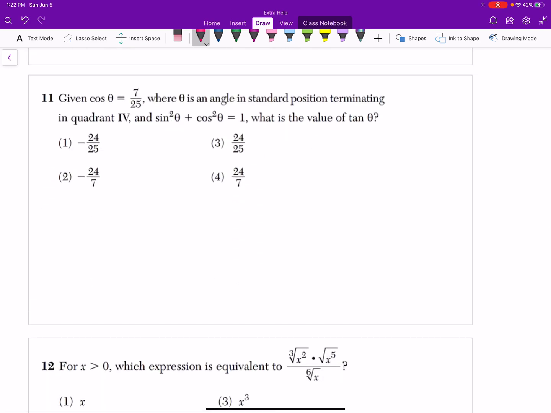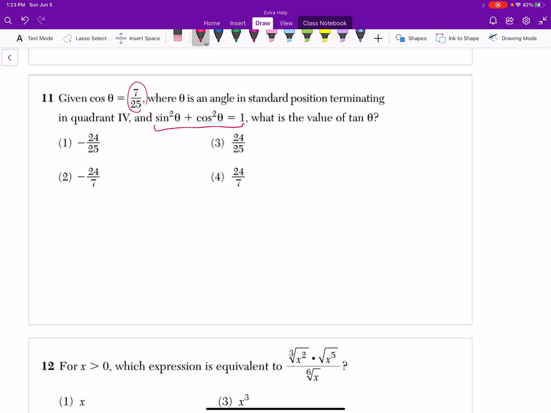Question 11. Given that cosine theta is equal to 7 over 25, where theta is an angle in standard position terminating in quadrant 4, and sine squared plus cosine squared equals 1, what is the value of tan theta? So one option is to do it like the homework question that was on this weekend's homework that you guys looked at last period, where you can set up a triangle and do Pythagorean theorem and SOHCAHTOA. But I'm going to show you how to do this with the Pythagorean identity that's given to you.